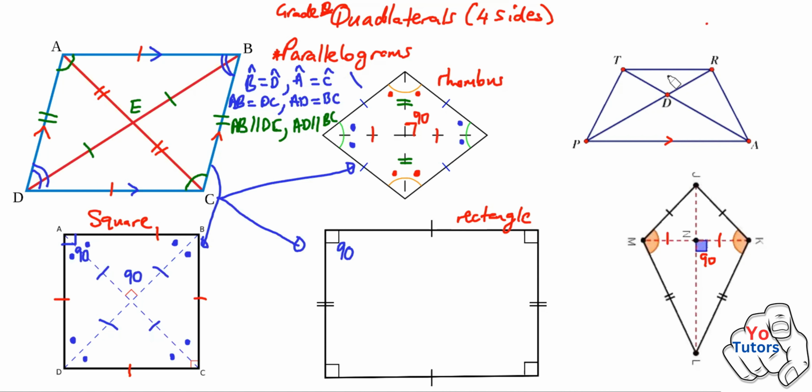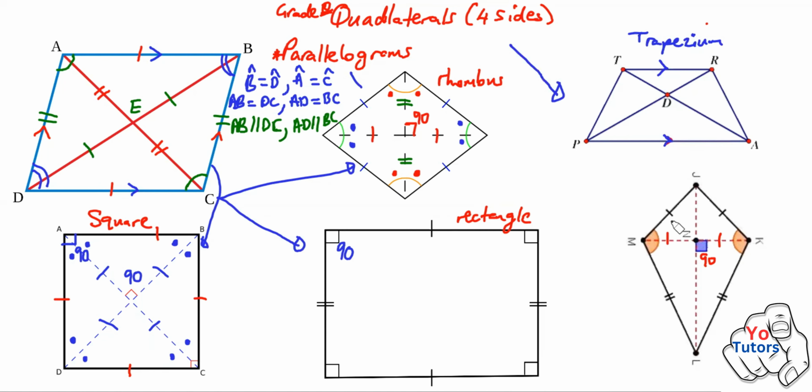Now let's move on to the other types of quadrilaterals. These we call the trapezium. So we have what we call a trapezium. Now, with the trapezium, one pair of opposite sides are parallel to each other. Okay, that's all you need to understand there.